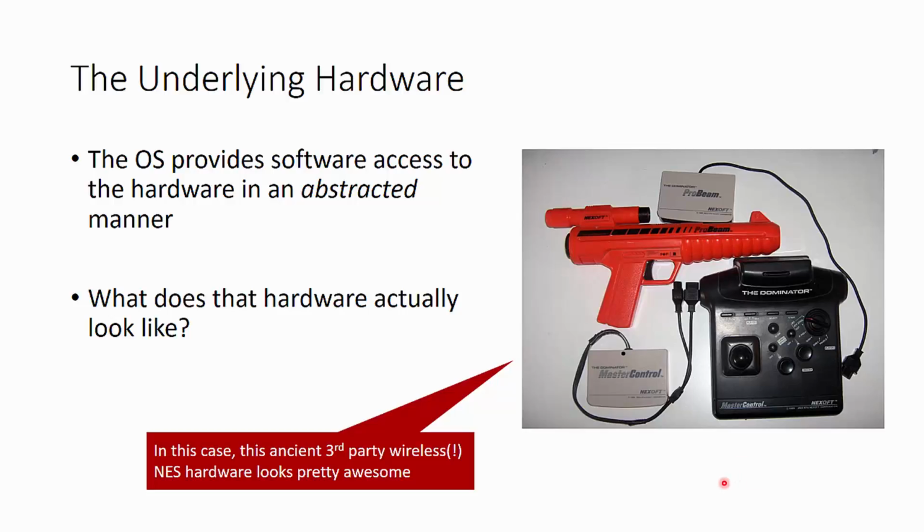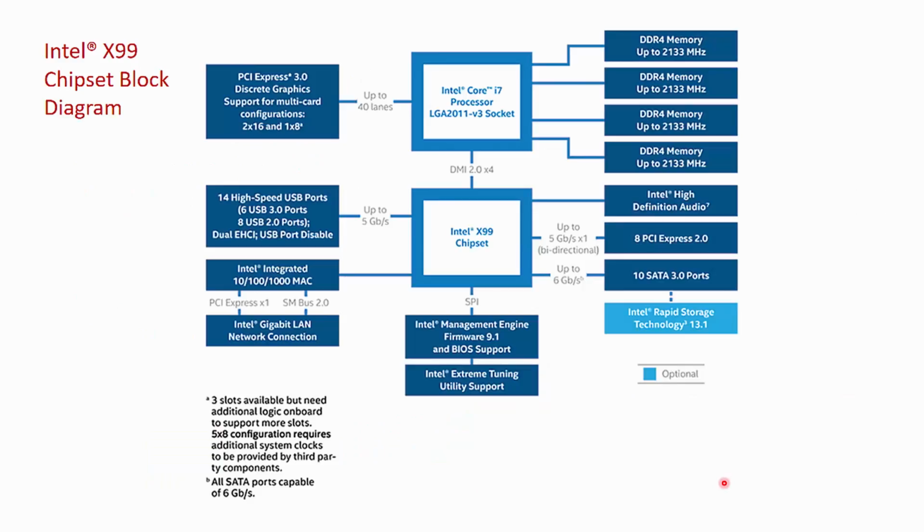In this case, these are some truly ancient third-party wireless NES hardware that I picked up at a garage sale once. They're pretty fascinating hardware, and certainly the original designers for the NES did not imagine that eventually this would be plugged into it. Wireless systems, this is the very early days of wireless technology in terms of game controllers. So you never know exactly what the hardware looks like, and the operating system does that on purpose.